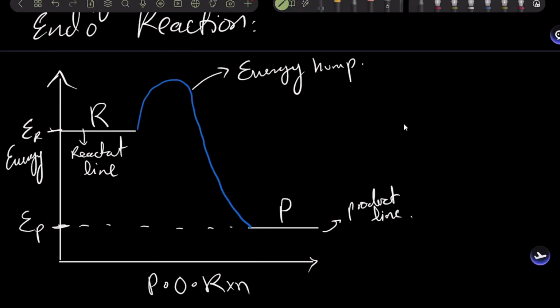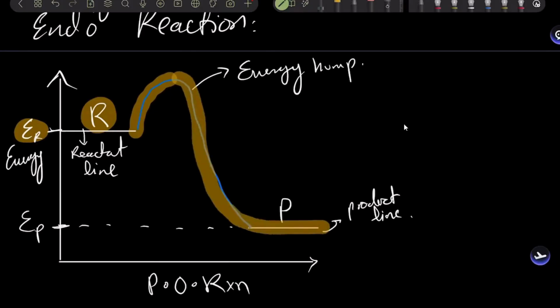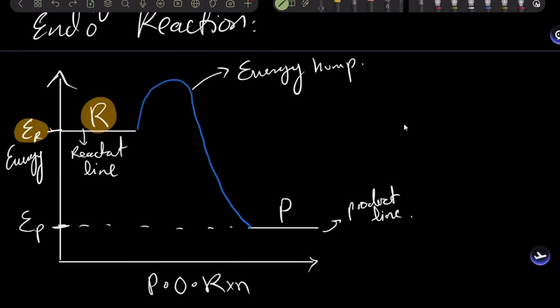So what is happening over here? The reactants are on this energy level, and in order to make product they need to pass from here first, right? They need to absorb some energy in order to go into the product, right? So this is just the path that the reactants follow: they absorb some energy and then convert into the product. Initially they do require some energy to be absorbed in order to make the product. So these are the terms that I want you to memorize.